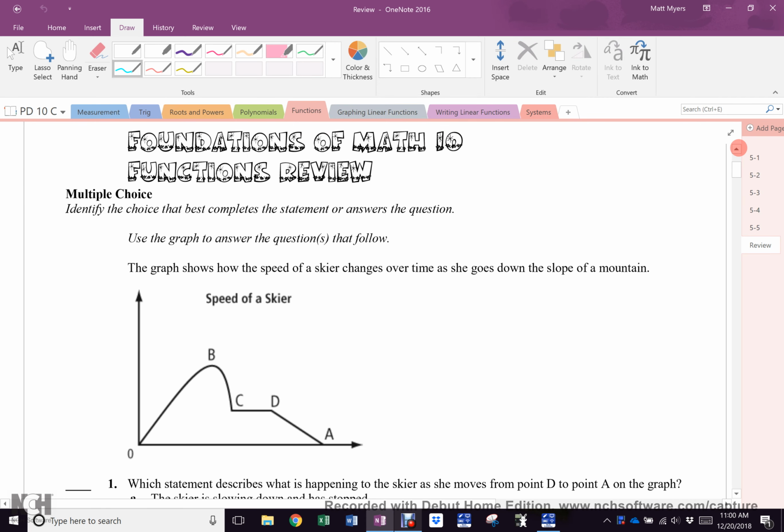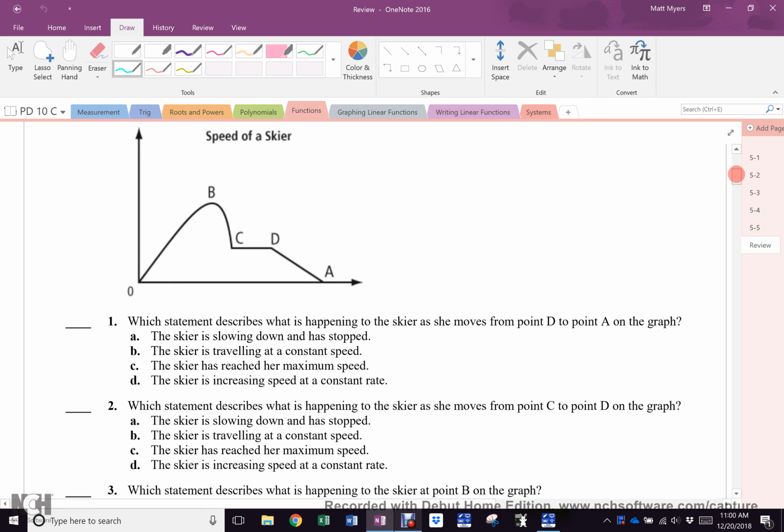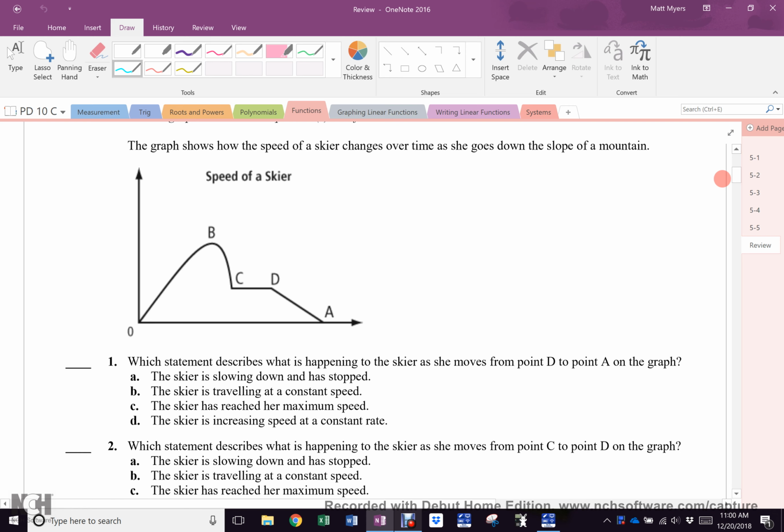Okay, Pre-Dip 10s. This is the review key for this unit you'll be writing a test on tomorrow. You can read point D to point A right here. What is happening to her?